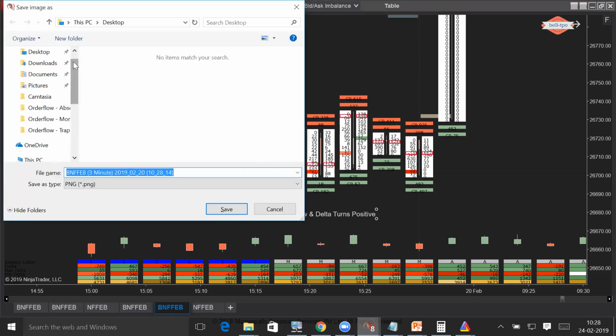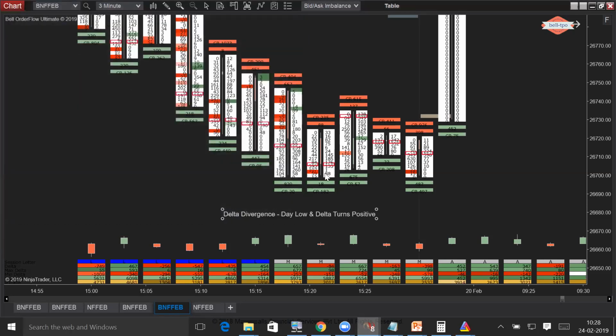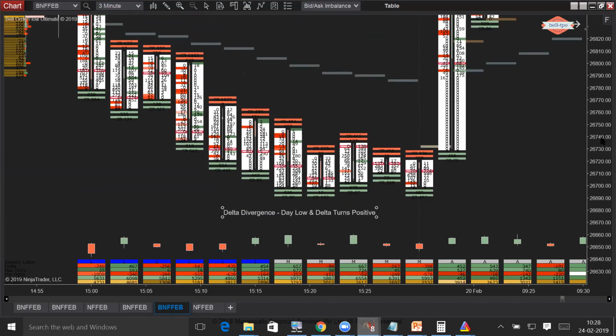Which one? In the same screen, the second set of columns, like 3.5. Between 3 and 3.5, this one. That was hitting the day low, but the delta was positive. Yeah, that is also a delta divergence. Okay.